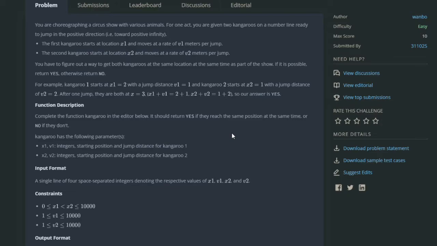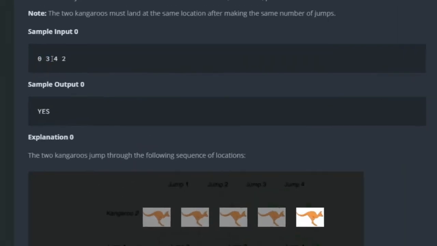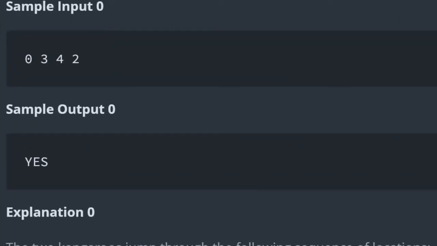They both represent the number of meters, which are points on the x-axis, and it's always real numbers. How many steps each kangaroo jumps. So v1 is for x1, v2 for x2. And let's look at an example they gave us. So this is x1, this is v1. So let me zoom just 1 second. This is x1, v1, x2, v2.